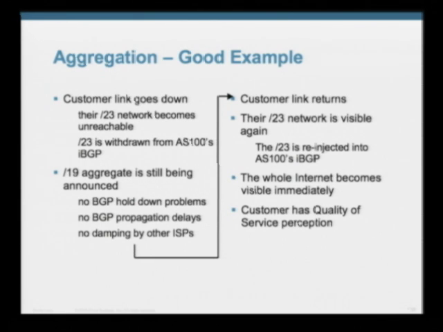Or going back to my analogy, it's a bit like if you switch the light off in your house, the lights around the whole world flicker. You shouldn't have that. Customer link returns, /23 network is visible again, /23 is re-injected into AS100's iBGP, and that's it. So when the ISP or the customer wants his network connection, he switches his router on or his PC on, he can download his email, everything just works. That's how it should be.